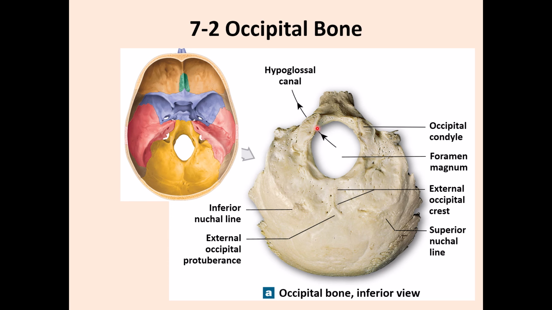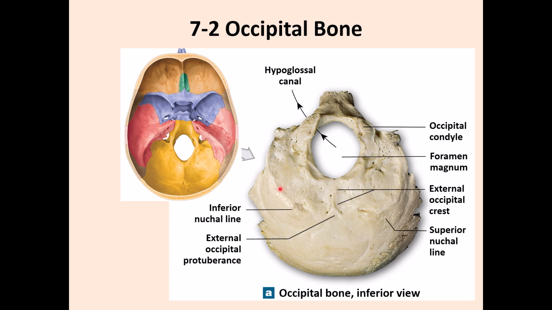Also, there are a couple of small openings, one here and one here. You cannot see it from this view. And this is the hypoglossal canal, and cranial nerve 12 passes through that. You also have these ones, and these are called occipital condyles, and that articulates with the first cervical vertebra. You have the external occipital crest and external occipital protuberance. If you touch the back of your head, you may feel these areas.